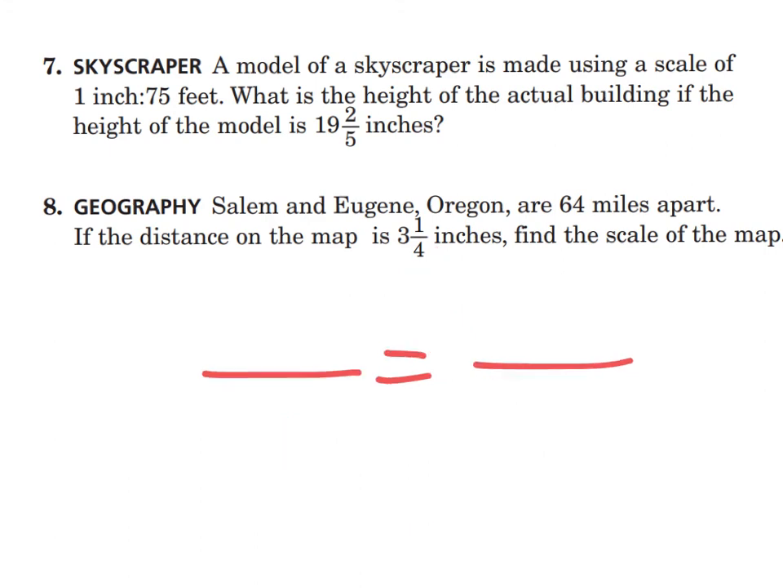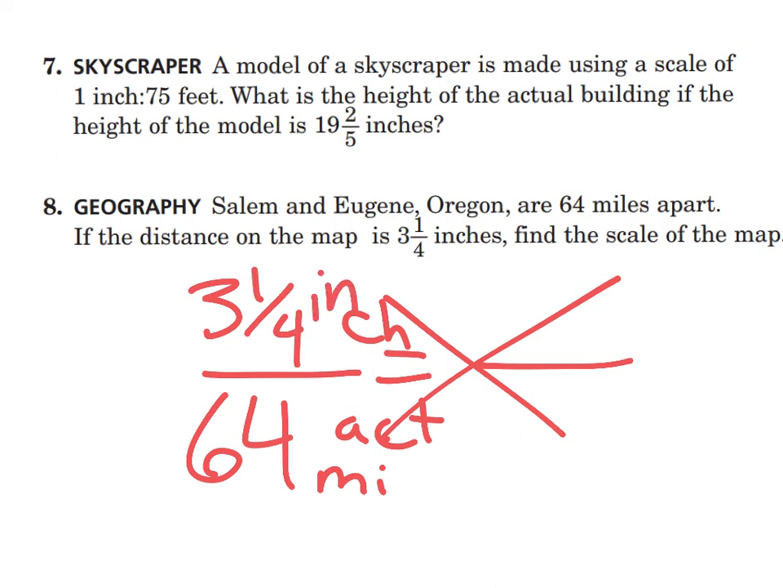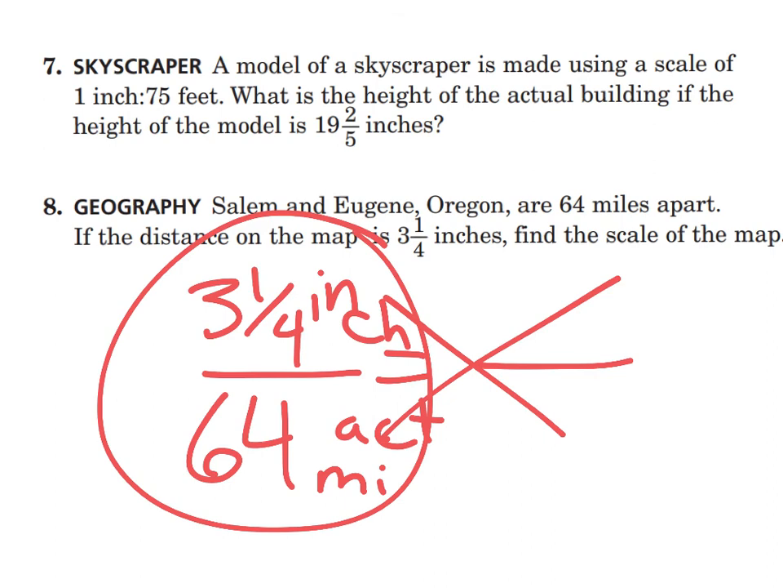Next one says, Salem and Eugene, Oregon are 64 miles apart. If the distance on the map is 3 1/4 inches, find the scale of the map. So this time I'm not doing the entire proportion. I'm just setting up the scale. The scale is changed over actual. So they're actually 64 miles away. But on the map, they look like they are 3 1/4 inches away. Now, that's actually fine because they only asked for a scale. They didn't ask for a scale factor. So you could just leave that, but you have to leave the labels in it. 3 1/4 inch to 64 miles.